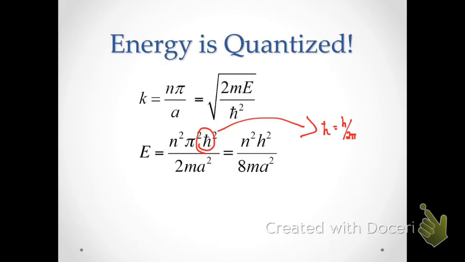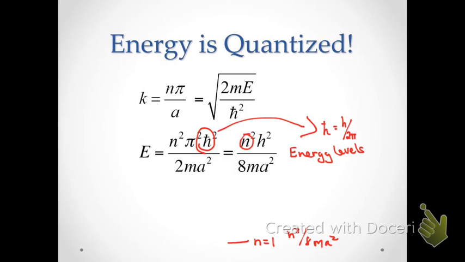So what's the big deal here? If you remember the free particle, there were no constraints on energy. In this case, because n is an integer, all energies are not possible. This means that we have energy levels, because n only takes on values of 1, 2, 3, etc. So we can draw this out.